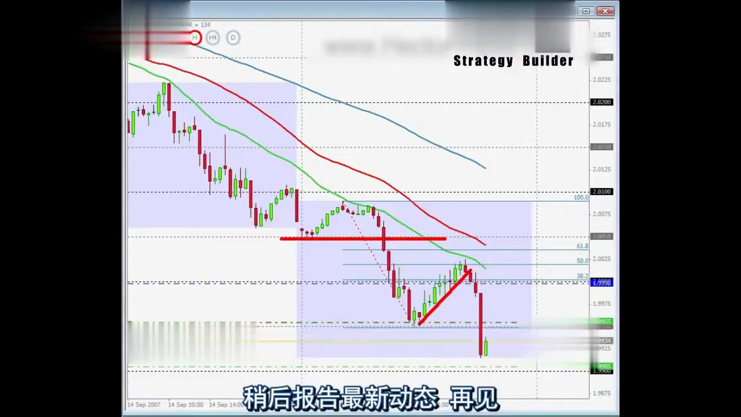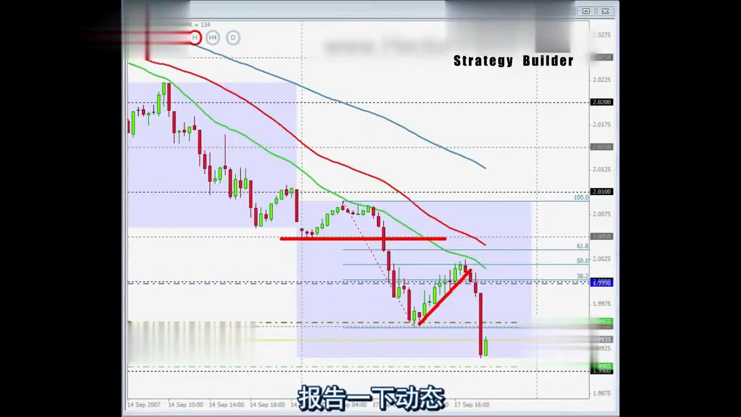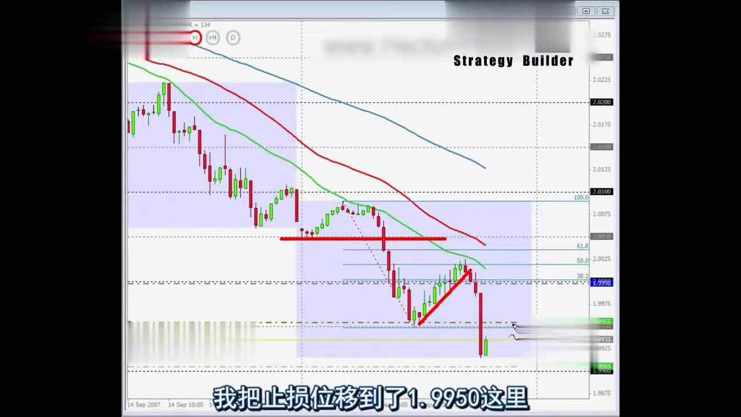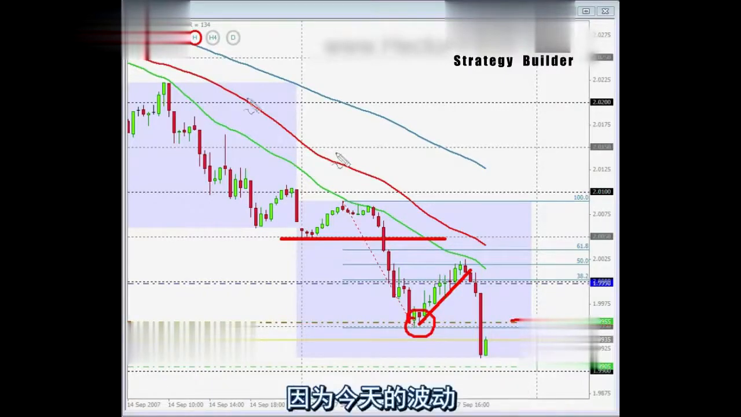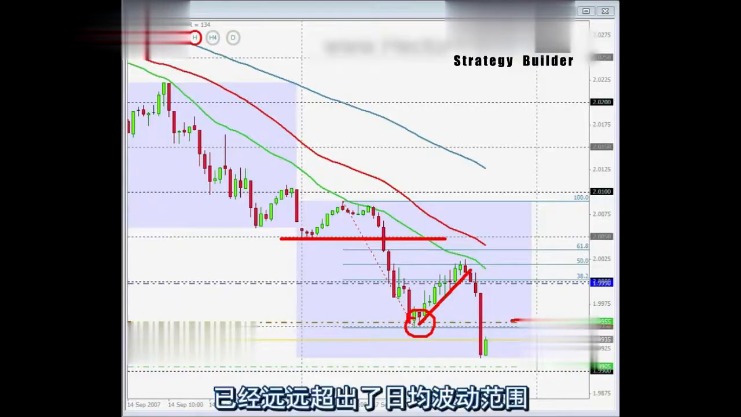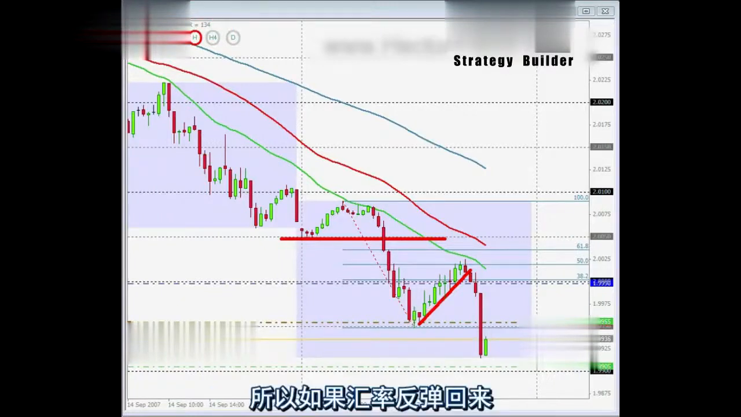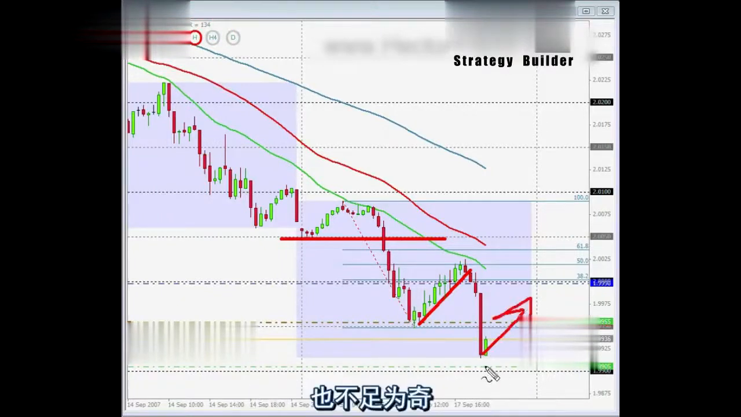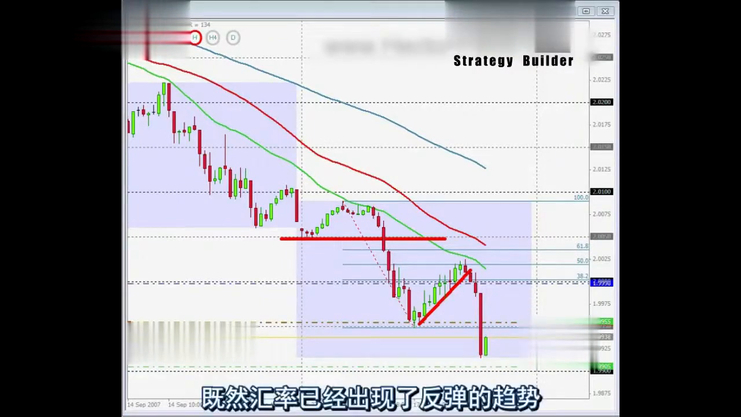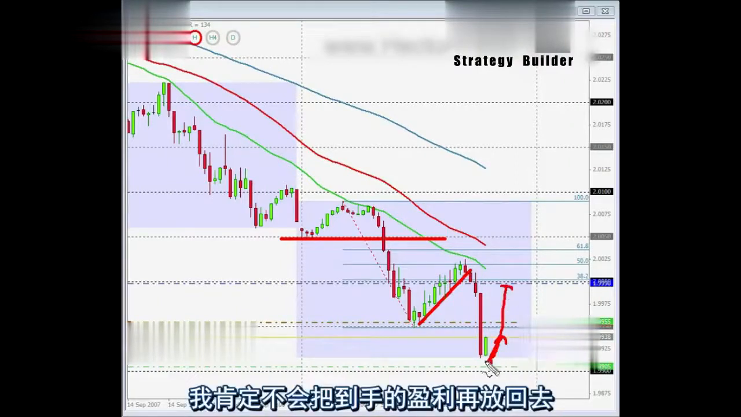Bye bye. Hi guys, this is Hector. Another quick update just to notify that I'm trailing my stop down here, above the 199.15. The reason is that today we've moved way over the average daily range on the cable, and I will not be surprised to see a retracement back. Price fell shy of my final target by about 10 pips, and it seems like it's retracing back. I'm not going to give all these profits back to the market, back to entry level.